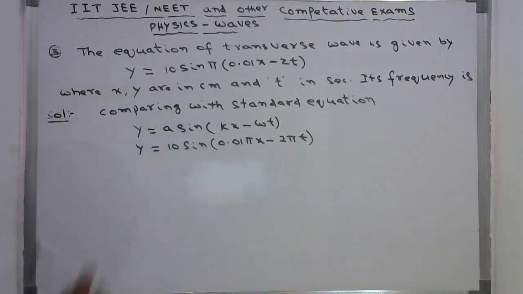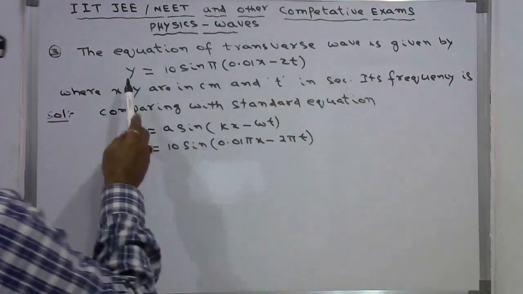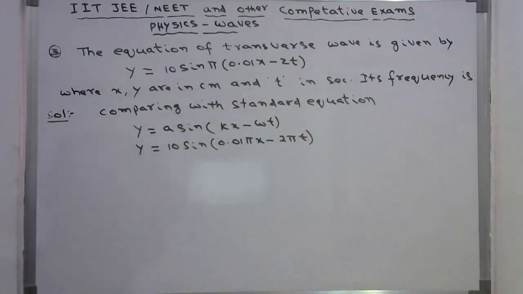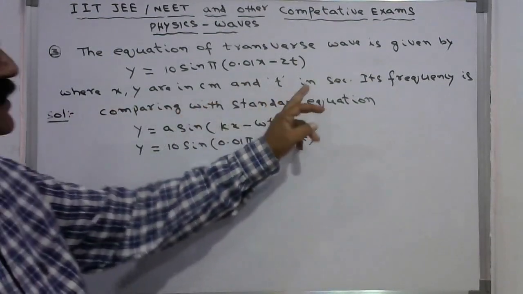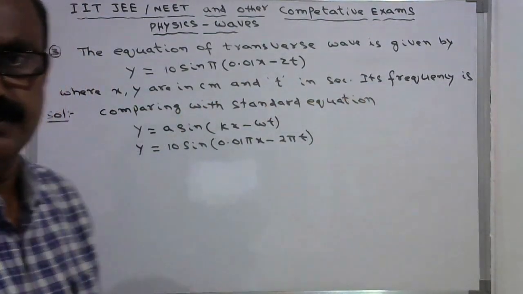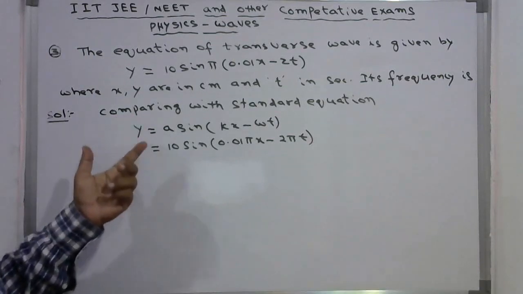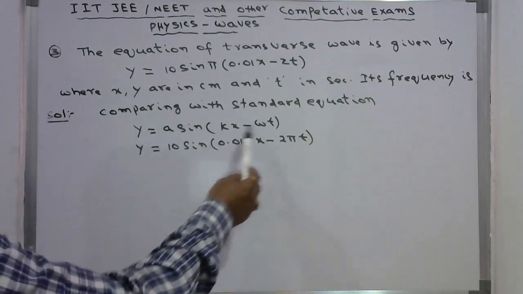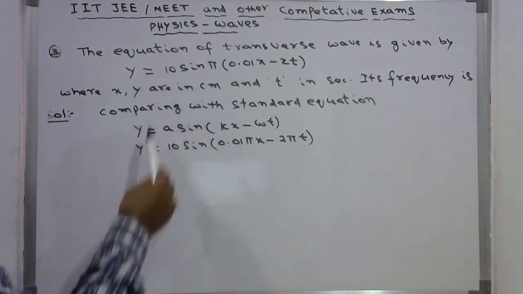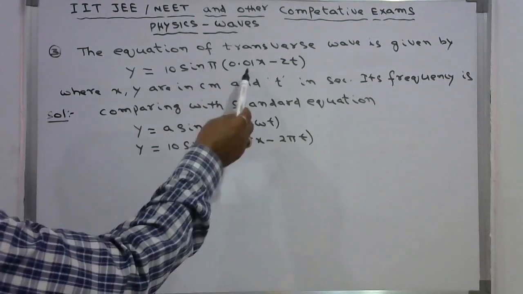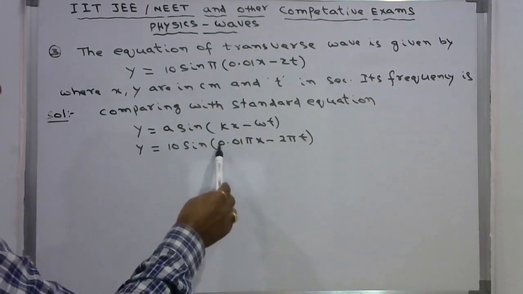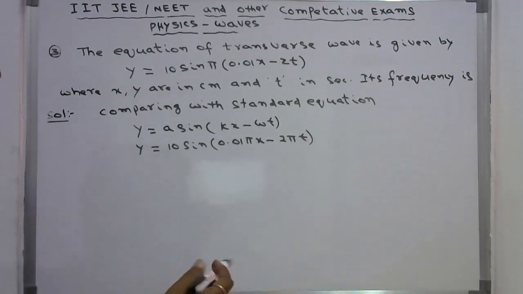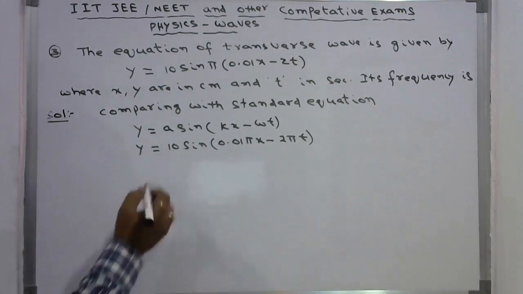the equation of a transverse wave is given by y is equal to 10 sin pi into (0.01x minus 2t), where x and y are in centimeters, t in seconds. Its frequency is? It is a very simple problem. Now we have to compare this with the standard equation, y is equal to a sin(kx minus omega t). With the given equation, y is equal to 10 sin, pi is sent into the parenthesis, 0.01 pi x minus 2 pi t. So now we have to find the frequency.